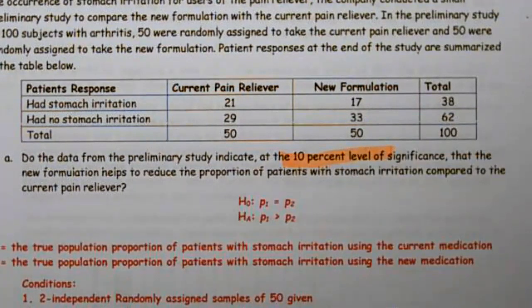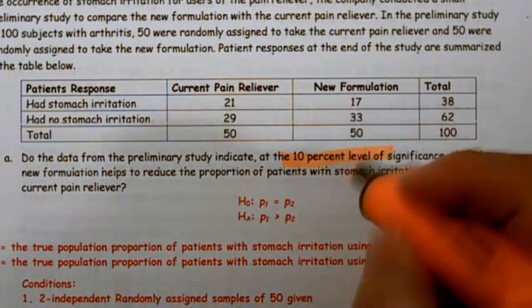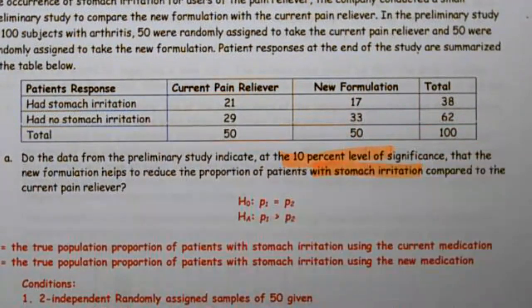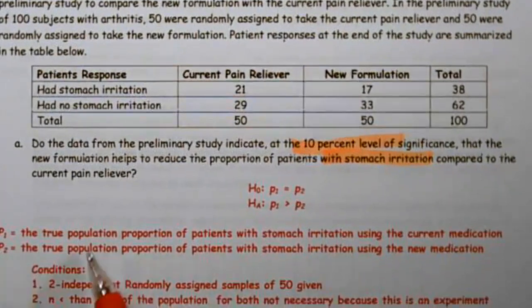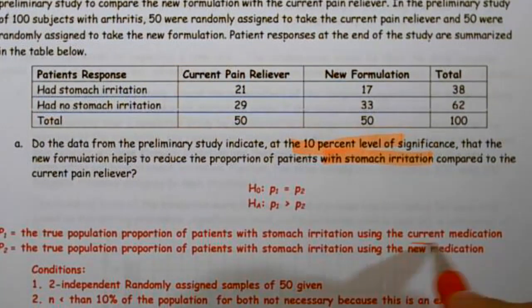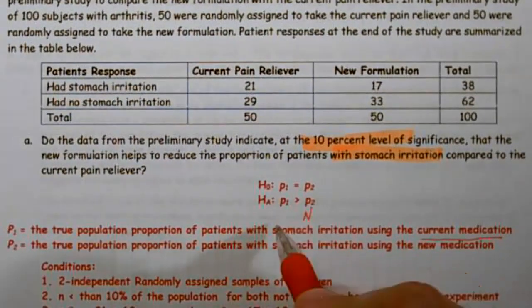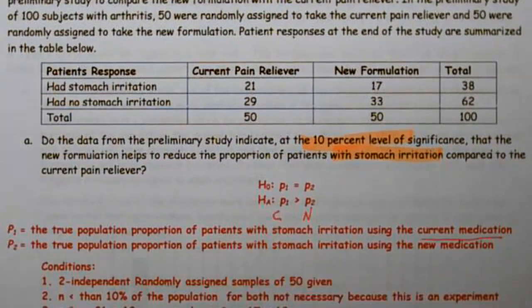So we are concerned about stomach irritation. And we could have run it either way, I guess. You could have run it either had no or had stomach. I ran it as had stomach irritation. And we started off with P1 equals P2, but remember, we must define it. And when I defined it, I said P1 is the true population proportion of patients with stomach irritation using the current medication, and P2 is the proportion with the new medication. And the hope is that the new is less than the current. So we're hoping that P1 has greater stomach irritation than P2. Really, we're just hoping P2 is going to be less.